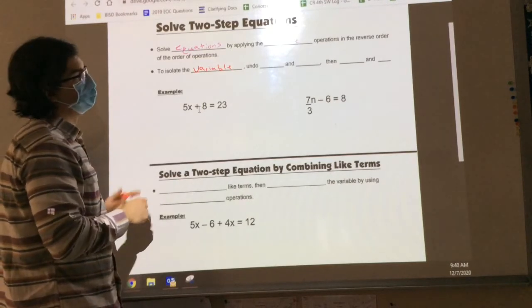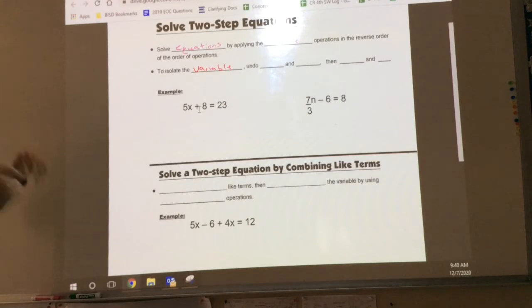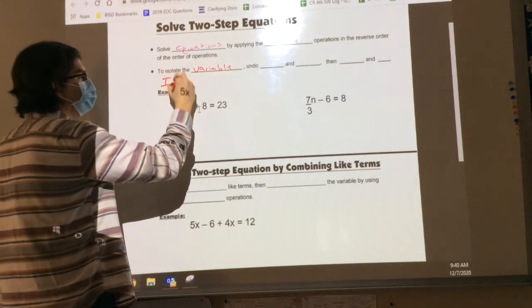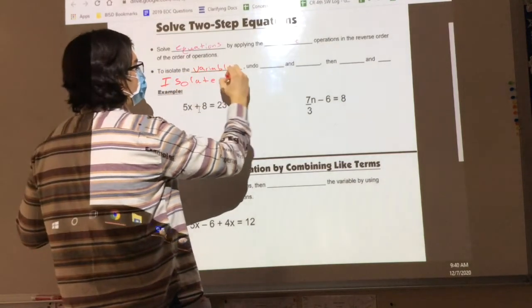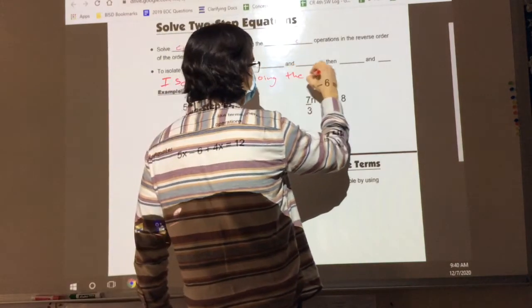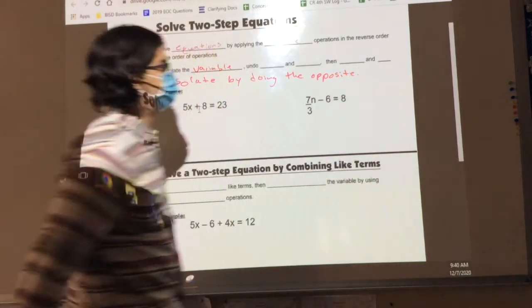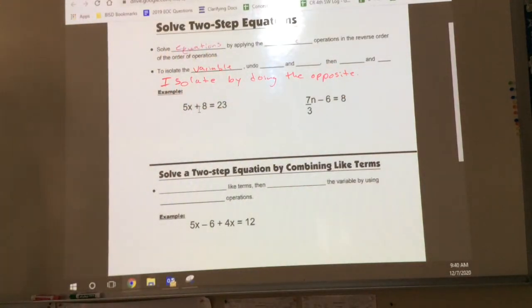Let me just make this really simple. Isolate by doing the opposite. Isolate by doing the opposite. Sound good? What does the word isolate mean, Kendall?